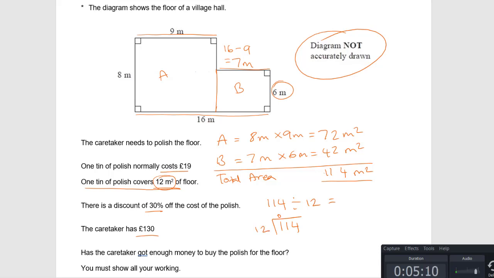12 doesn't go into 1, doesn't go into 11, goes into 114 9 times, and that gives us 108. So there'll be a remainder of 6. Too small, put the decimal on. 12 goes into, well, we can put a 0 next to it. 6 now, 60. 12 goes into 60 5 times. So the answer is 9.5.